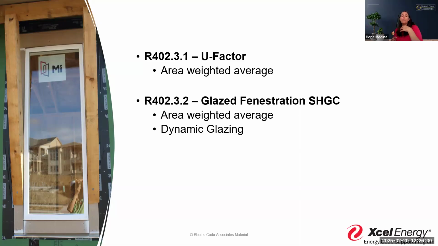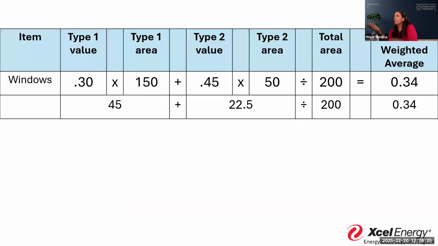Now, it also talks about dynamic glazing. Dynamic glazing is where you kind of have the shades. I don't think I put it in here, but it's where the amount of sun determines whether the blinds are up type of deal. So let's look at what an area weighted average concept would be.